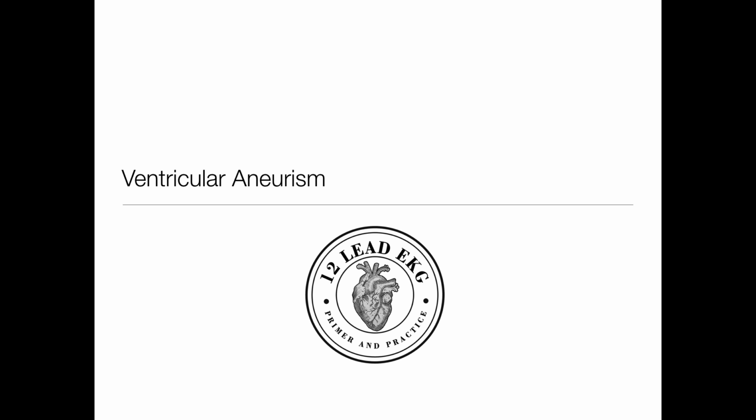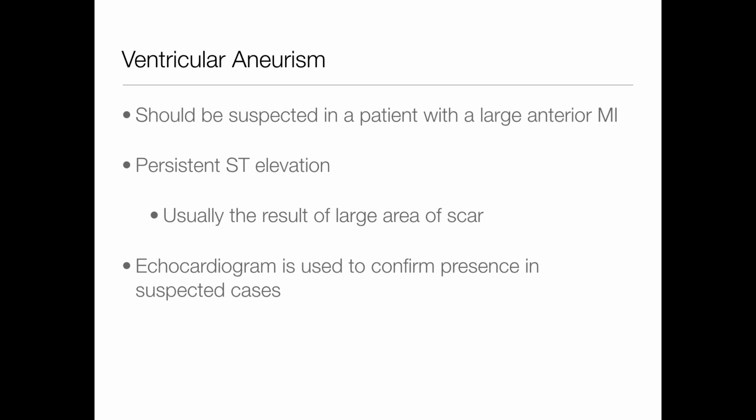Ventricular aneurysm, this is another cause for ST elevation. And typically a ventricular aneurysm will come after a patient's had a really big MI. The myocardial wall becomes weak, and when the pressures increase inside of the heart's chambers, it pushes that wall out and you get this ventricular aneurysm.